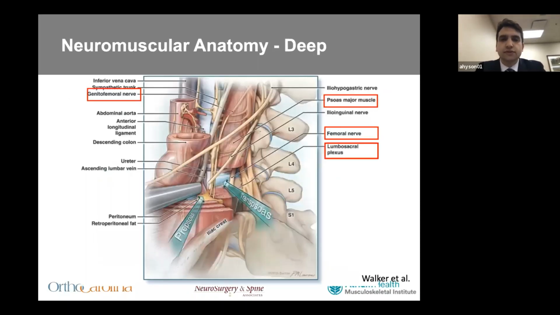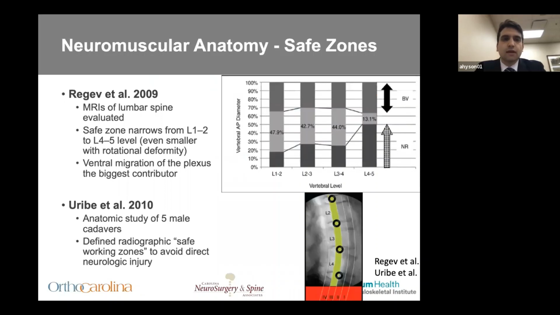Of more concern to the surgeons performing this procedure is the deep neuromuscular anatomy. Particularly the psoas muscle, which I mentioned earlier, is directly transected or traversed during this procedure. And there is a dense intervening network of nerves, particularly the genitofemoral nerve and the lumbosacral plexus, which you can see are all over the psoas muscle in that picture.